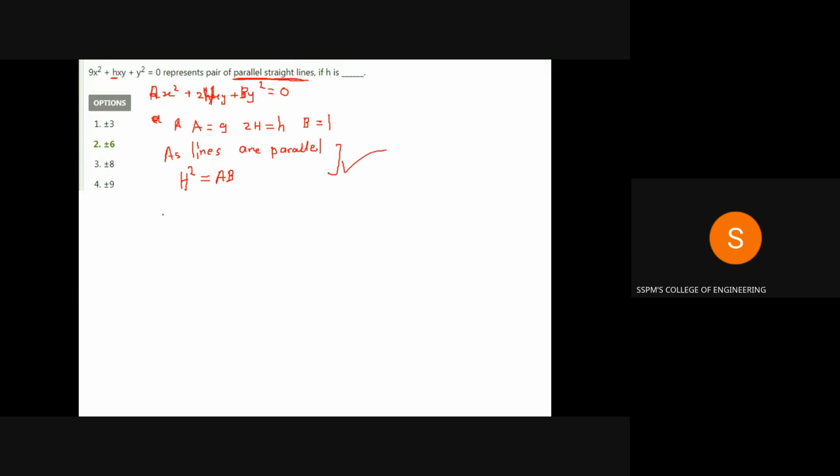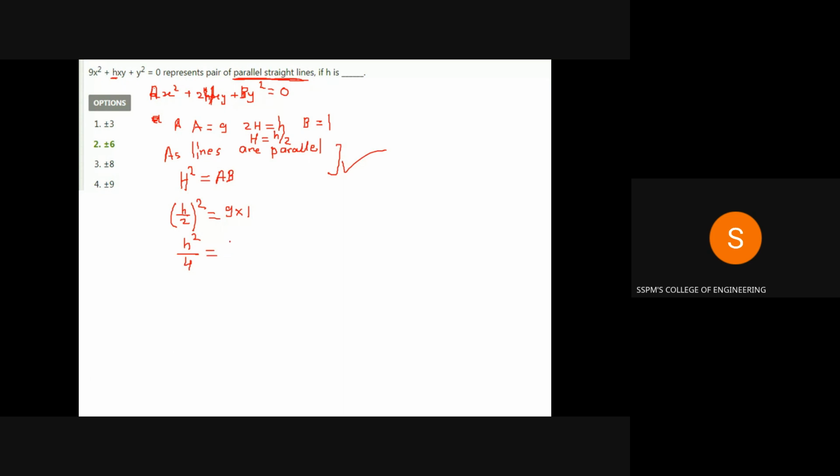So capital H, value of capital H is actually small h by 2. So we will put the value here. Small h divided by 2 square is equal to ab. What is a? A is 9 and b is equal to 1. So h square by 4 is equal to 9b. Sorry, what is the value of b? The value of b is 1.